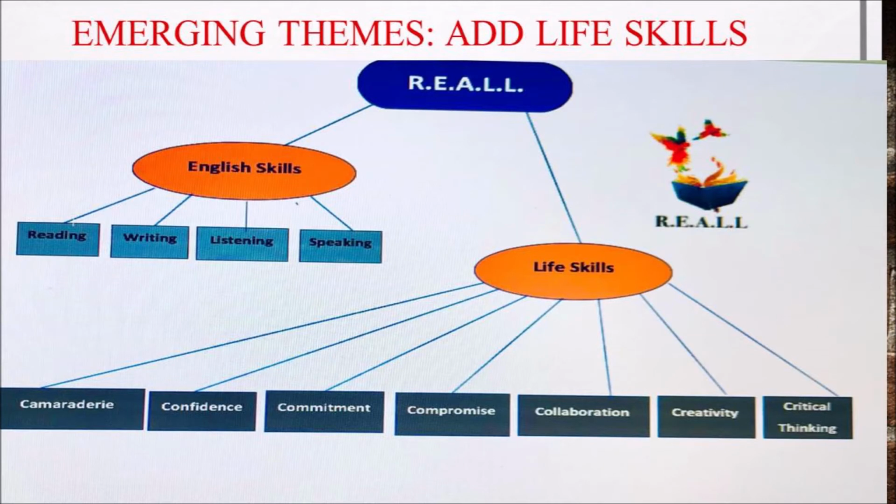We just heard quotes from students about how their language skills have improved as a result of being involved in theater. Allison uses the acronym REAL, which stands for Read English Actively for Language and Life Skills, which is a brilliant way to describe the phenomenon of using theater as a pedagogical tool, not only in English education, but also in developing skills in students that they will need the rest of their lives. These skills are camaraderie, confidence, commitment, compromise, collaboration, creativity, and critical thinking. Now you will hear quotes from students about how they grew in these important life skills.